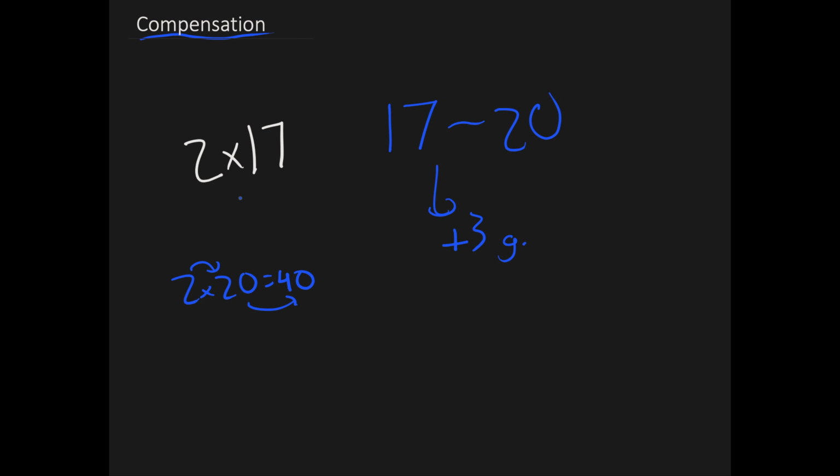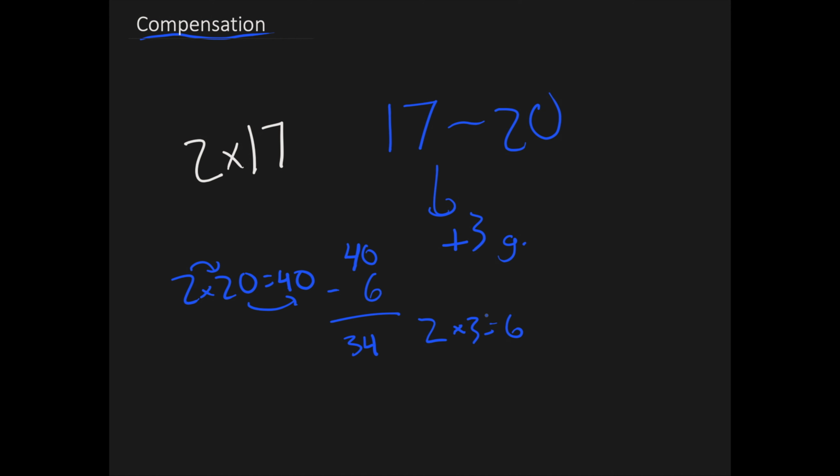But that can't be right. That's an estimate, not a real answer. Now this is where the plus 3G comes in. This G stands for groups, because it's 3 groups of 2 that we added. Since we added 3 groups of 2 to get there, we have to take away 3 groups of 2. That should be simple. 2 times 3 is 6. Now we have to subtract that from the total. We have 40 minus 6, that would equal 34.